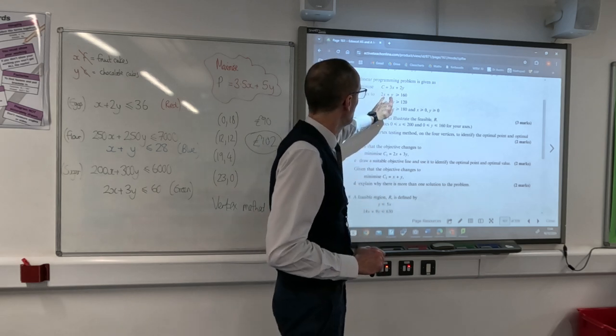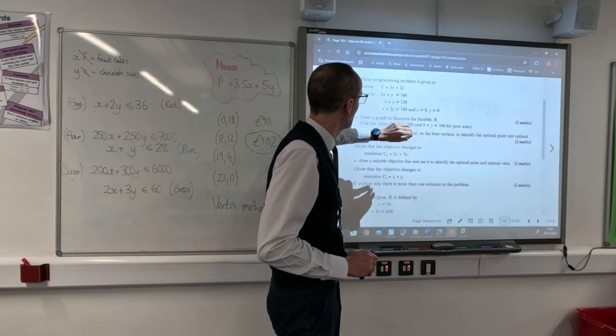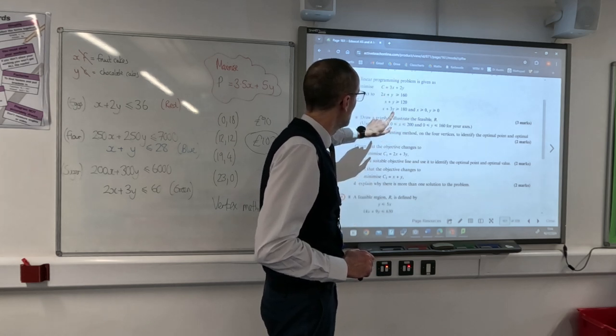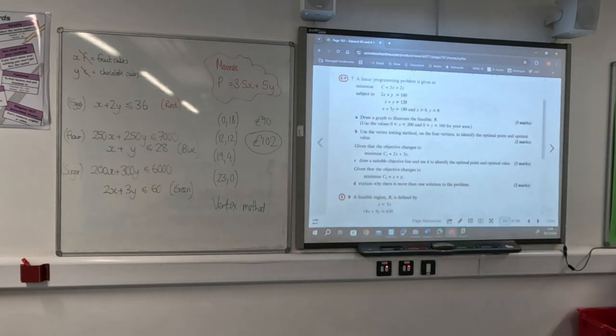So remember how we draw these graphs? Just ask the 2 questions. What do you get when x is nothing? What do you get when y is nothing? Have a quick go. Let's do this one manually, just to see.